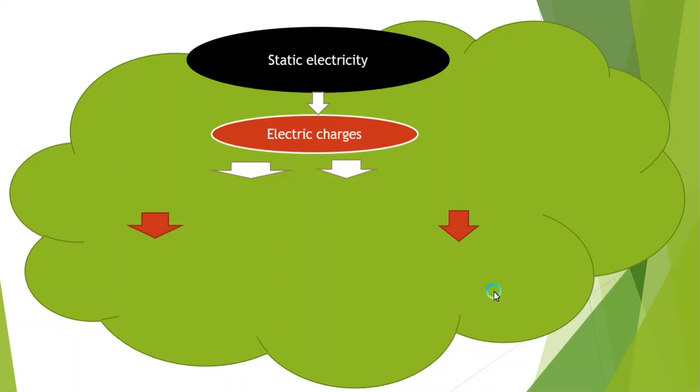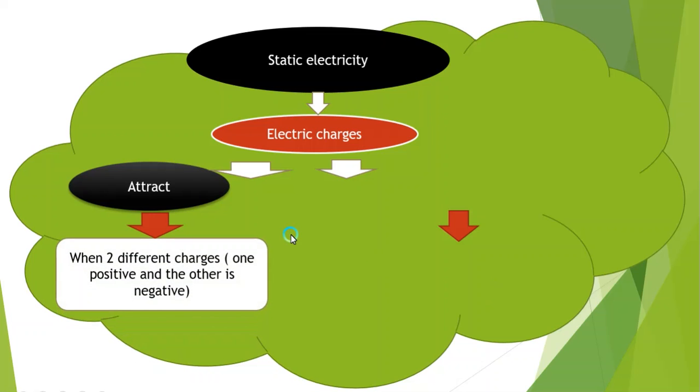After that, we're going to summarize static electricity. Actually, static electricity produces electric charge. So the electric charge can attract or can repel. Attract means two different charges, one positive and another negative. Okay, for the next one now.